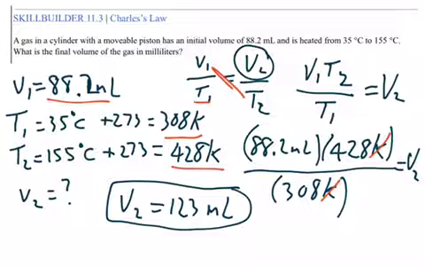Now notice, if the temperature goes up, which it did, the volume should go up. And if you look, the math confirms the theory. They both go up. Okay, they are directly proportional.